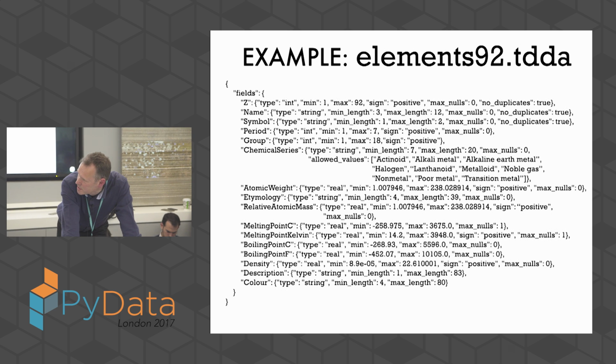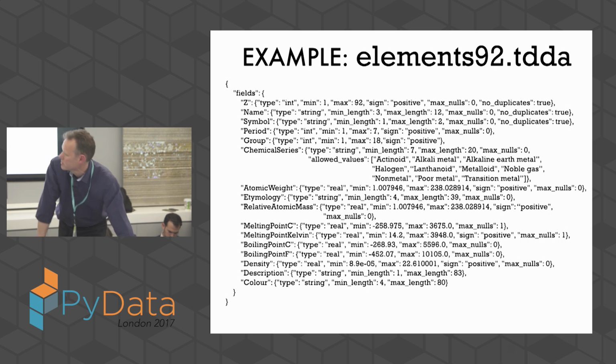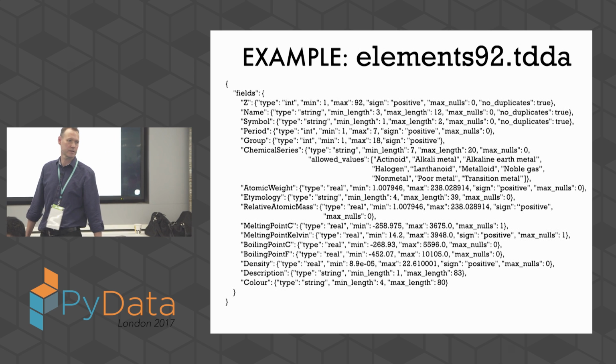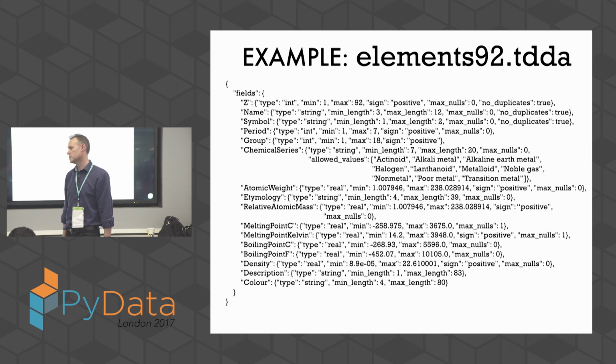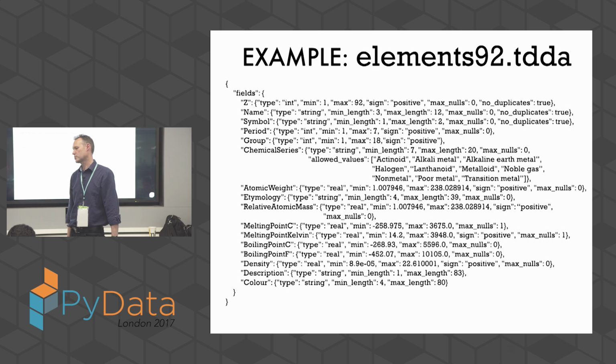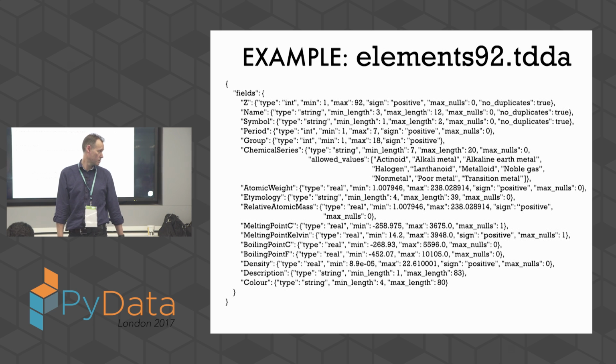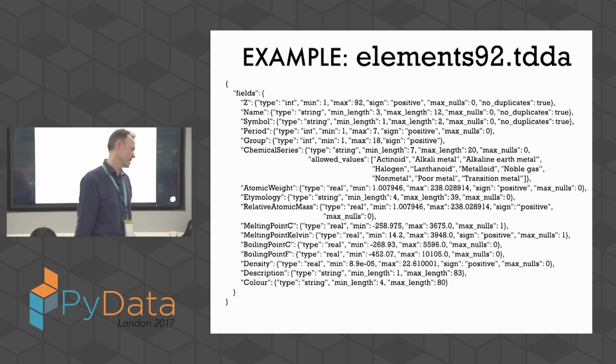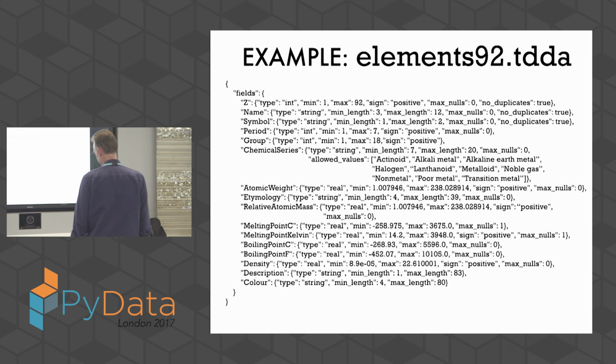So have people succeeded in running that and getting that elements92 generated? No. Has anyone succeeded in running it? Yes. Ah. Missing imports. Top level TDDA dependency. Feather. Ah, Feather. You have to install, yes, you probably have to pip install feather-format.